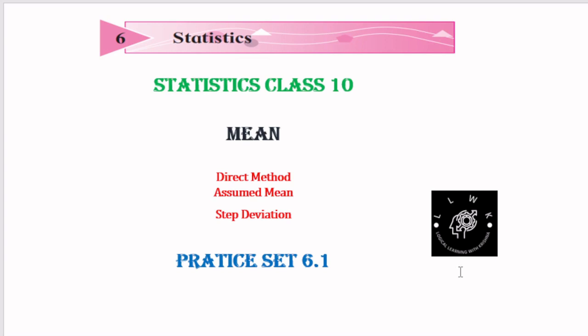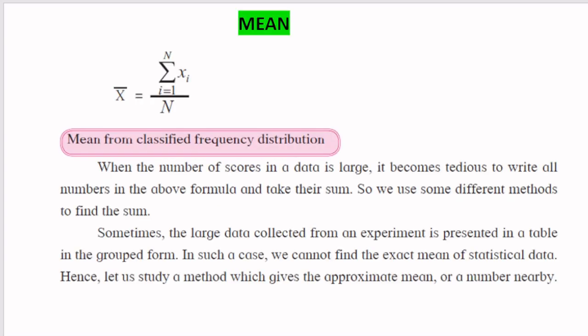We have mean, median, and mode. In mean, we have three different methods: direct method, assumed mean method, and step deviation method. We'll understand everything in detail. So let's see what is mean. As I stated earlier, mean is nothing but just an average.